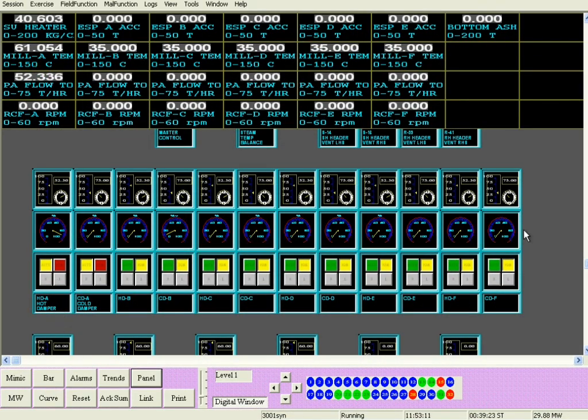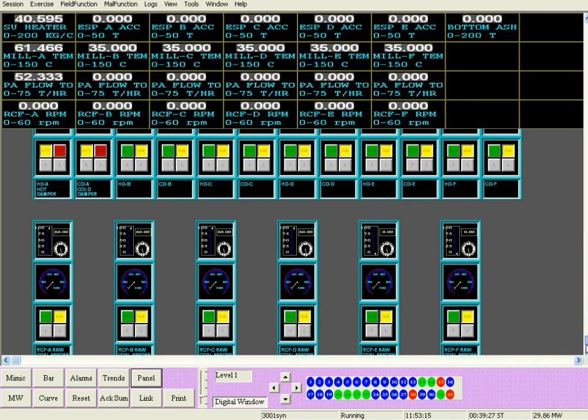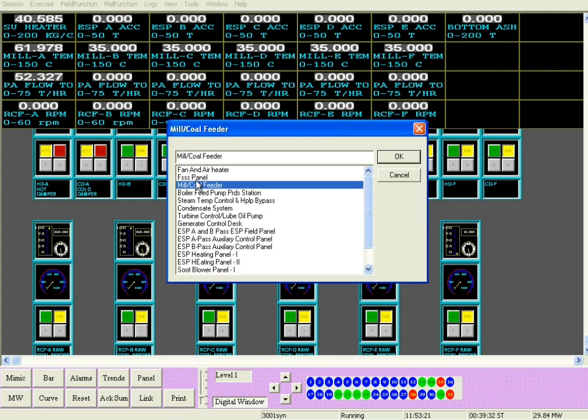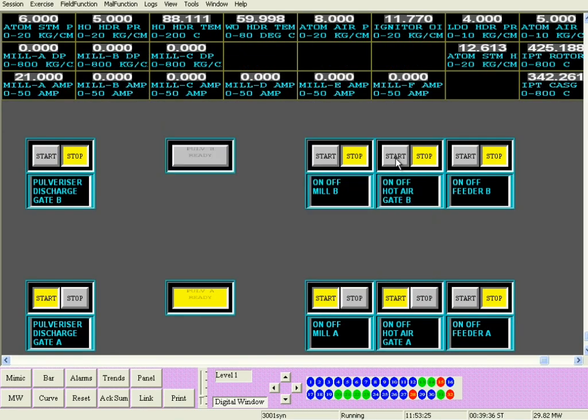Then the mill temperature has risen to more than 60, and now it is rising fast, so now we can start the feeder. This is the feeder controller, so you can increase or decrease the speed from this point. But for starting the feeder, you have to go to the FSS panel, and here you can give the start command to the feeder A on off.